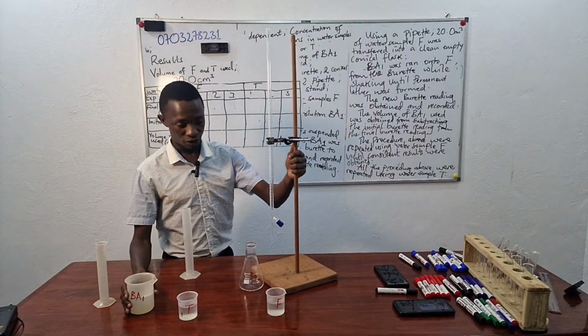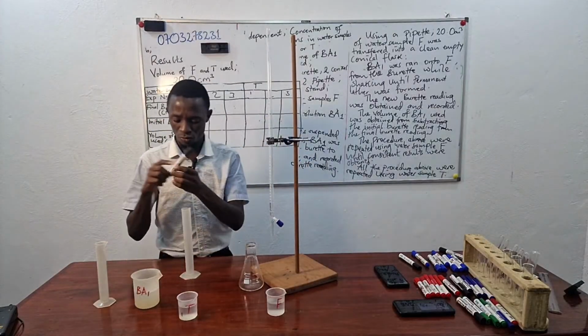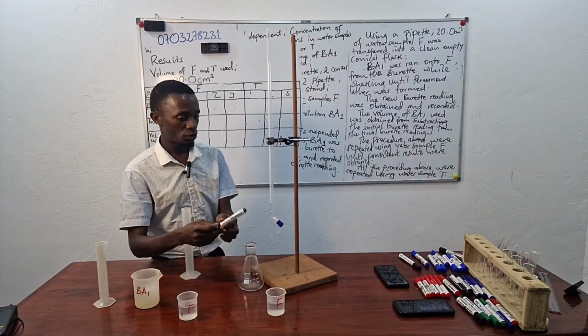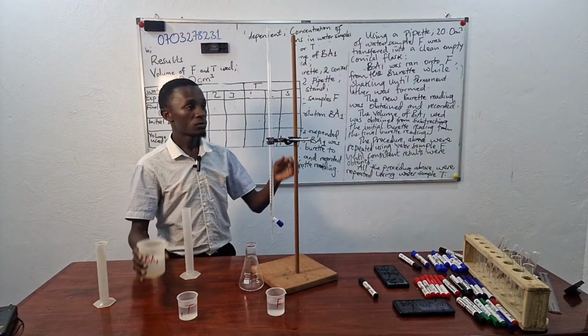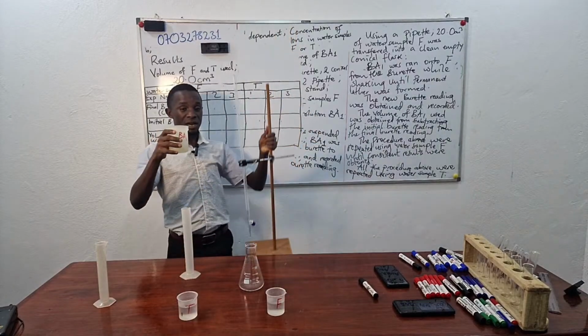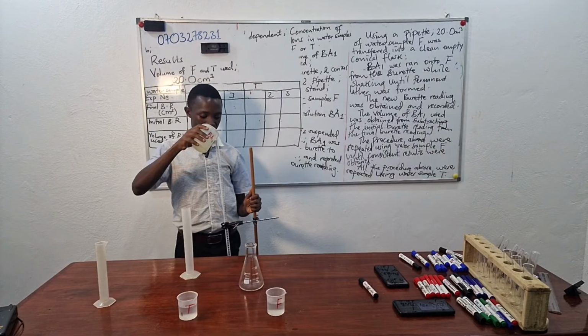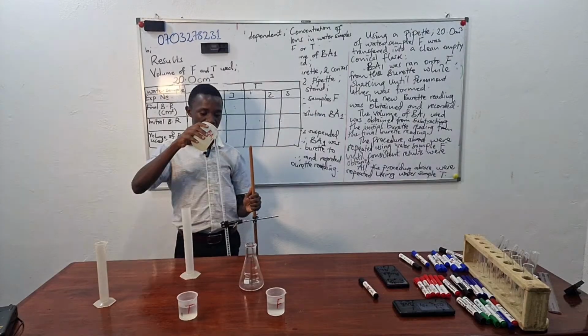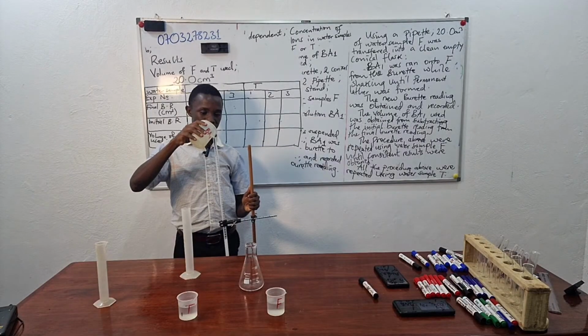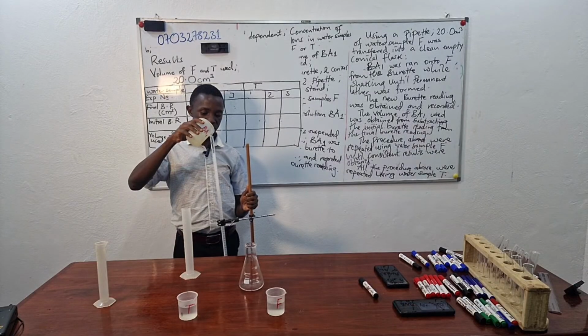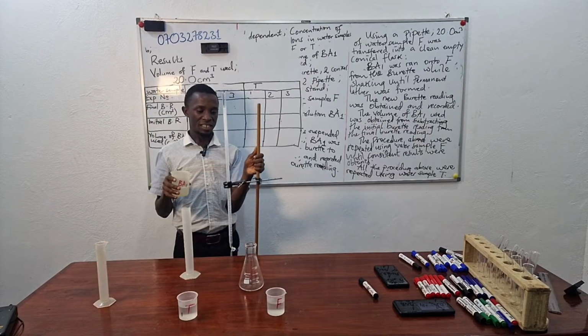And in my second procedure, I'm going to transfer my soap solution into my burette. I'm not that tall to get to that height. Ensure that the tap down is closed. So they told us BA1 is the soap solution. It's what I'm putting into the burette.